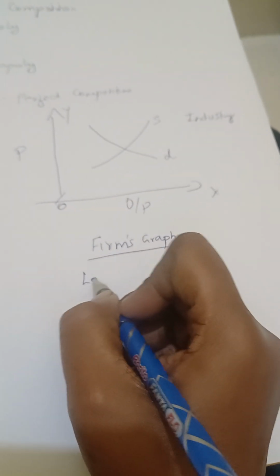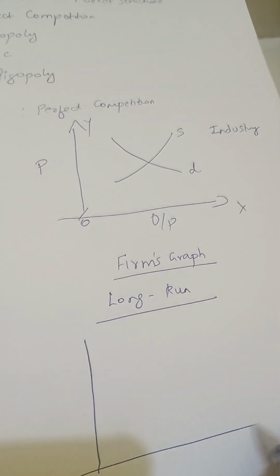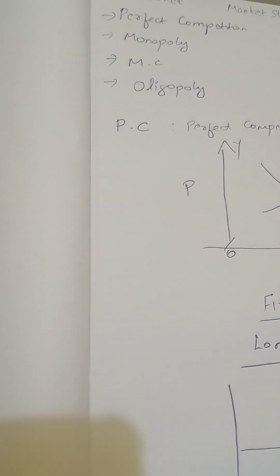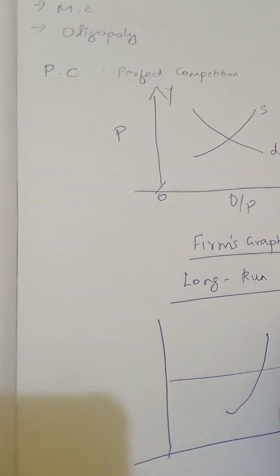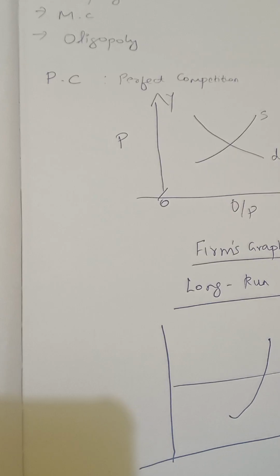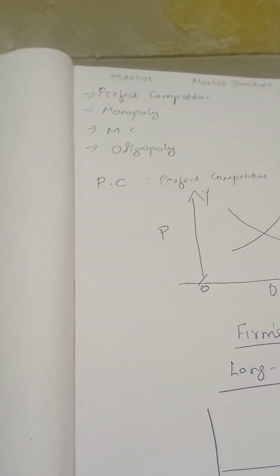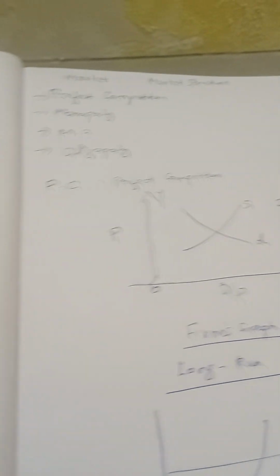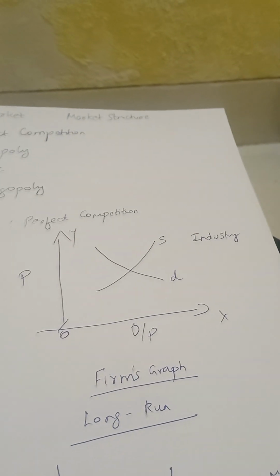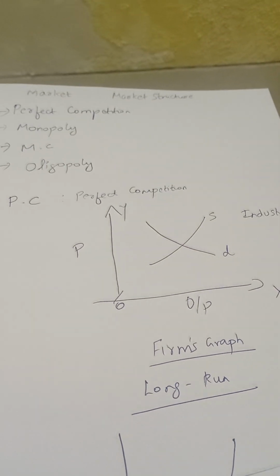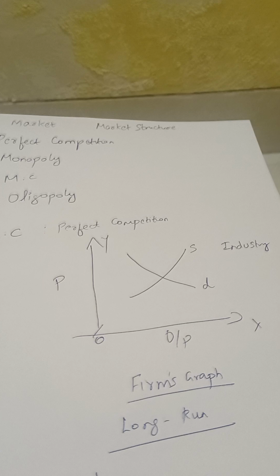In the long run you have certain conditions. Okay, so the main condition is MC should cut MR from below. And the other condition is of course what? The condition that MR should be equal to MC. Okay, so that will be the other important condition.